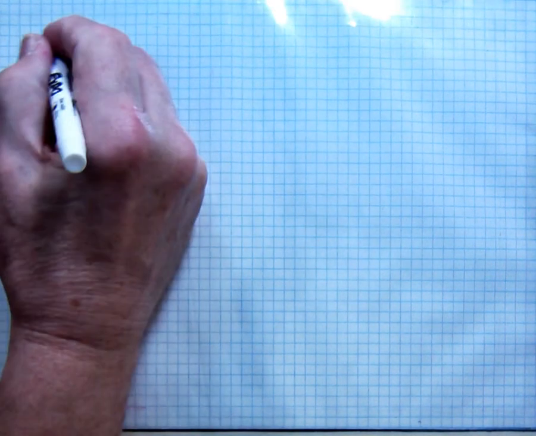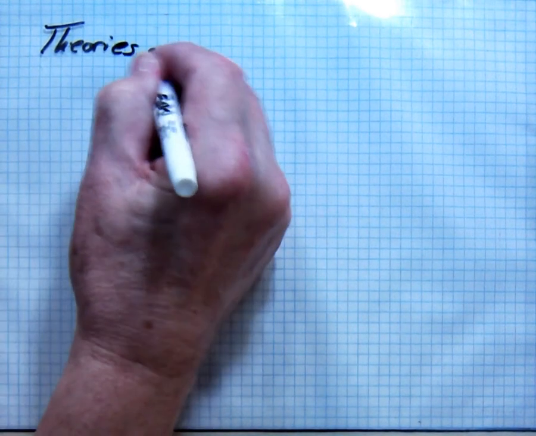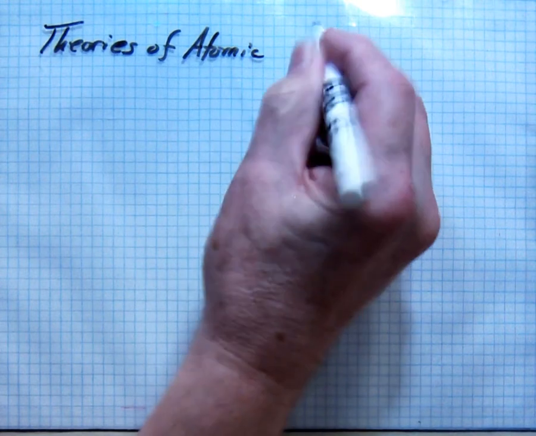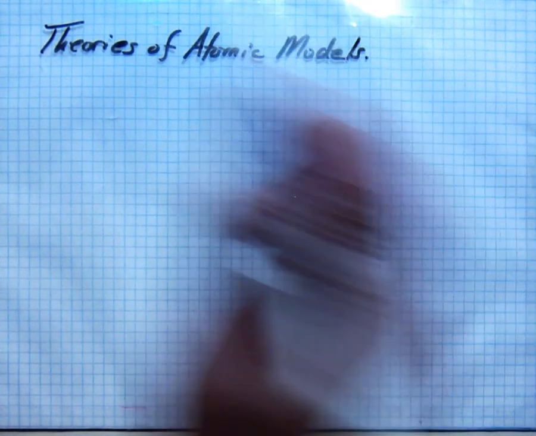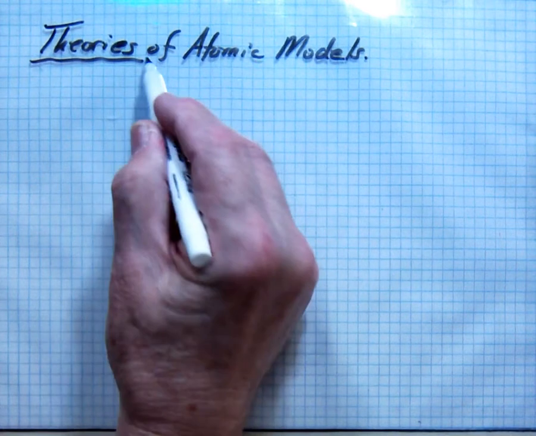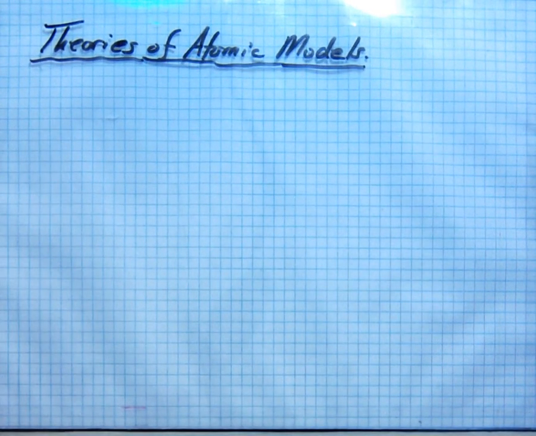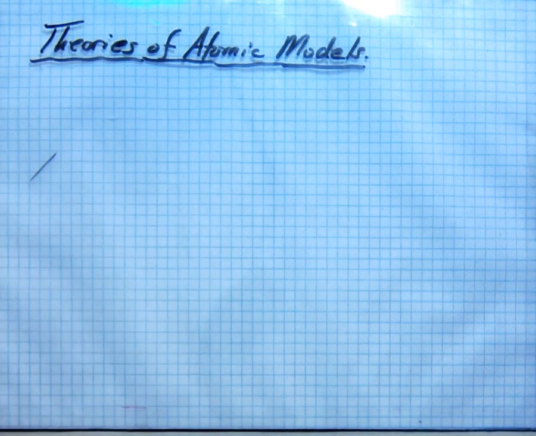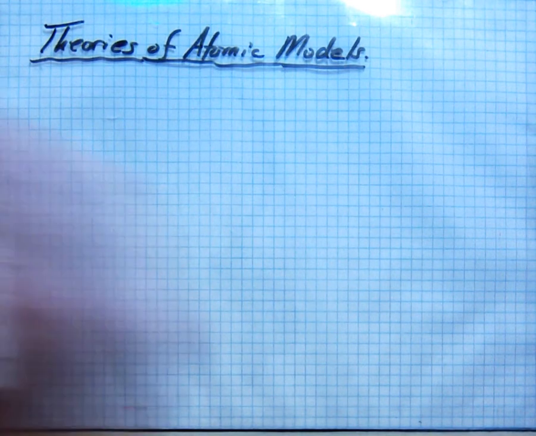But at any rate, theories of atomic models. As I've mentioned a couple of times before, there are 4 historical models of the atom.